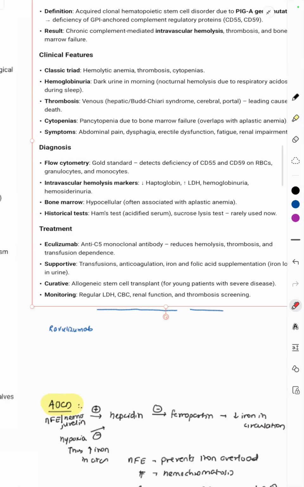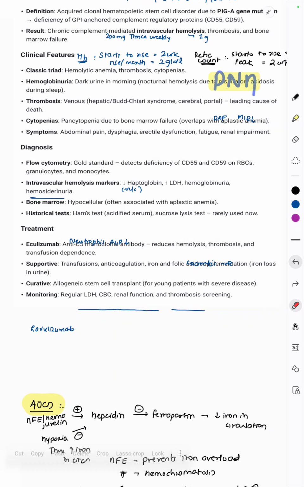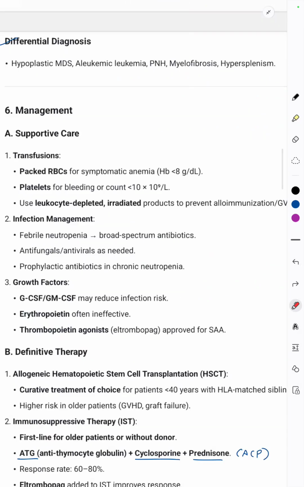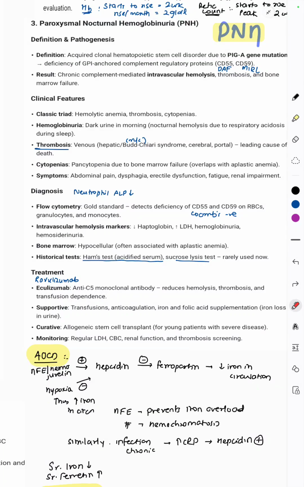Then the management for this condition is going to be eculizumab, which is an anti-C5 complement monoclonal antibody. Similarly, ravulizumab can be given, which reduces the chances of hemolysis and thrombosis. Supportive care can be transfusions, anticoagulants, and iron and folic acid supplementation. Curative care is only the allogeneic stem cell transplant, and regular monitoring of LDH levels, CBC, renal function, and thrombosis screening should be performed.